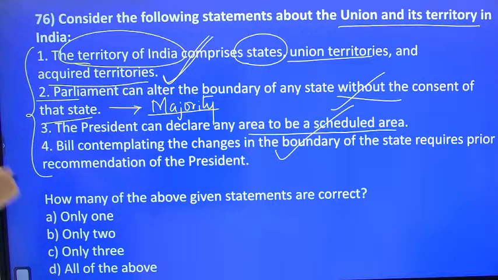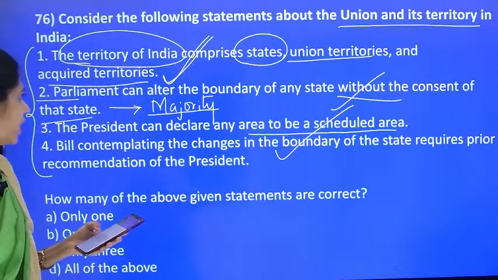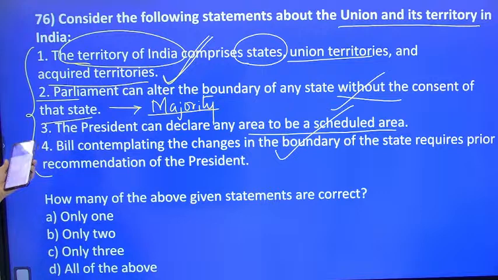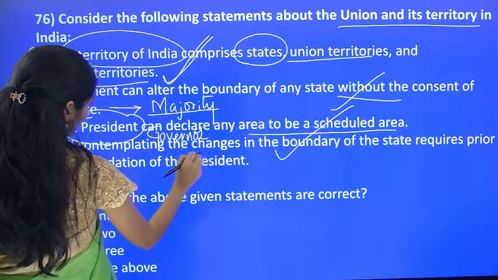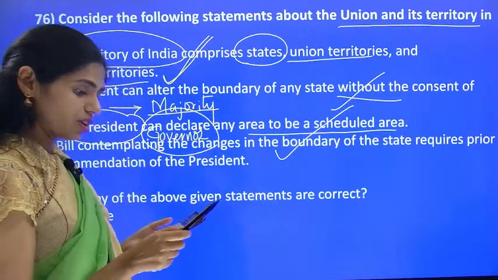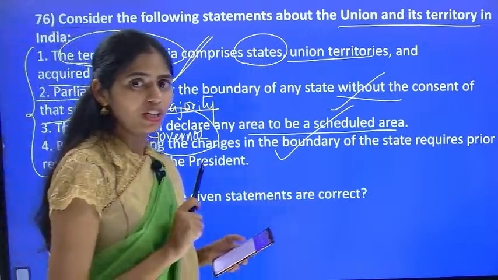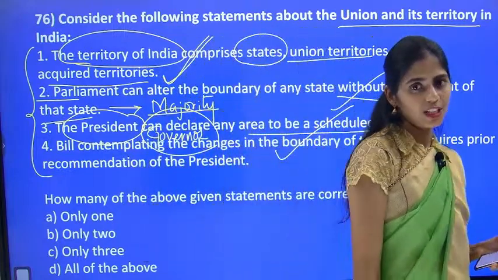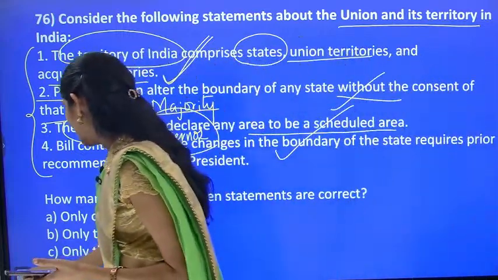Come on, tell me about the third statement. The President can declare any area to be a scheduled area or not. So now D is not the answer, okay. Tell me what about this third statement. Is it the President or the Governor? Okay, please let me know the answer of this question in the comment box. I am not going to give you the answer because I have already repeatedly discussed this topic of union and its territories many times in our Hindi analysis. Even in our prelims booster classes I discussed this topic in detail. Okay, let us move on to the next question.